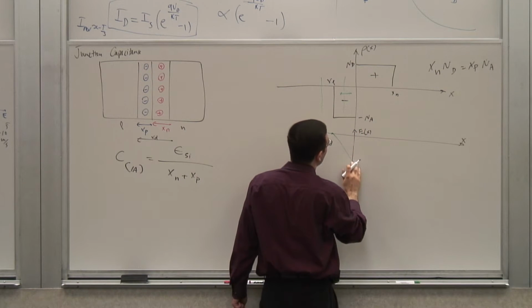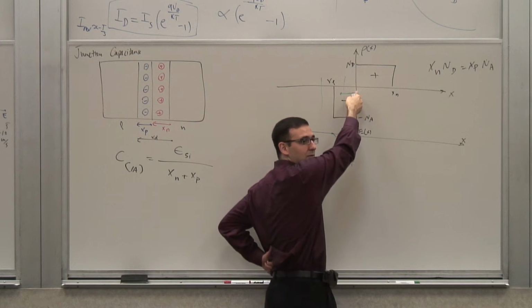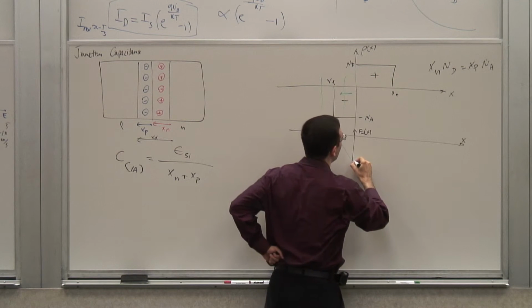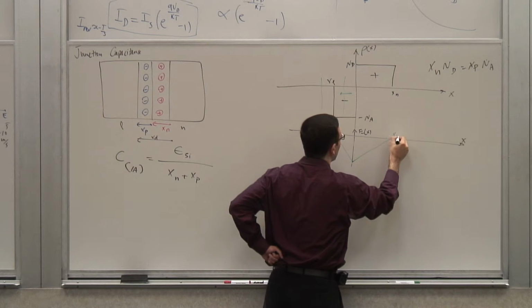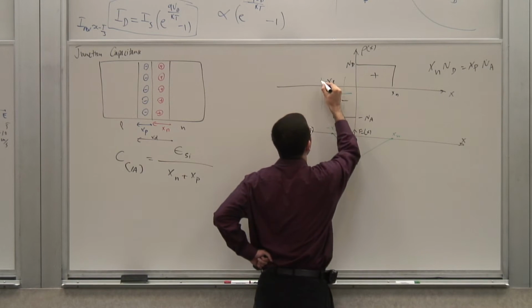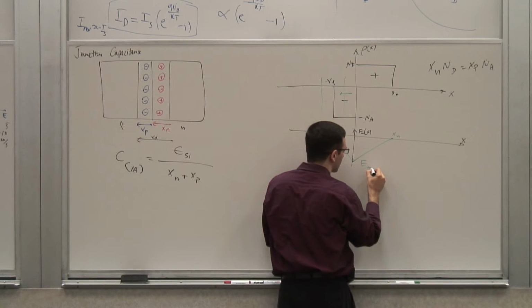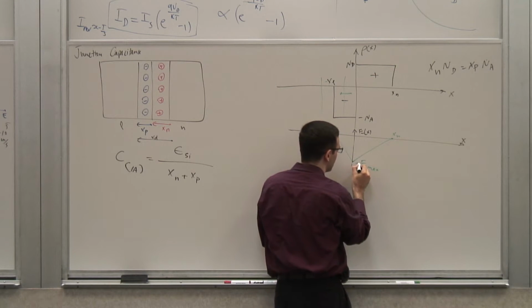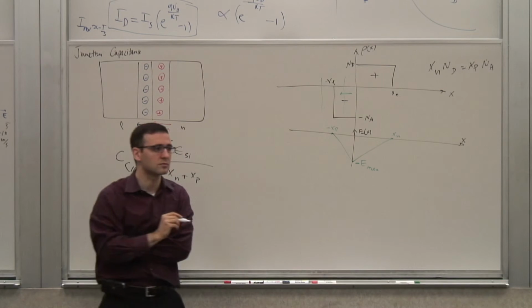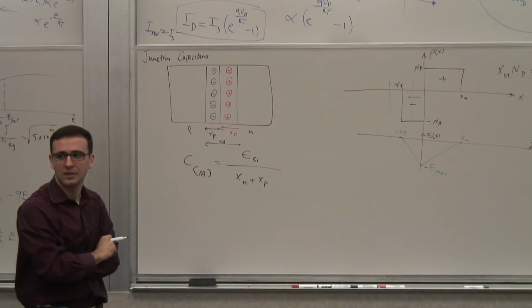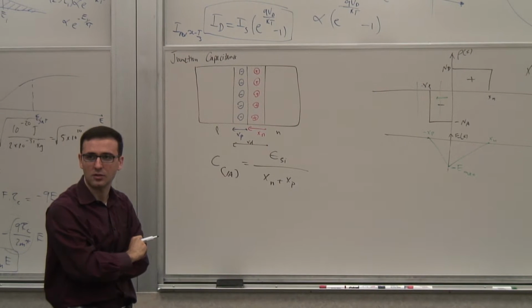Go like that. And it peaks here, obviously, because that's where you have most of the negative charge on one side and the positive charge on the other side. And it goes down to xn. So this is minus xp and xn. And this is Emax, or let's say minus Emax. Okay? What is Emax? Let's calculate Emax using Gauss's law.